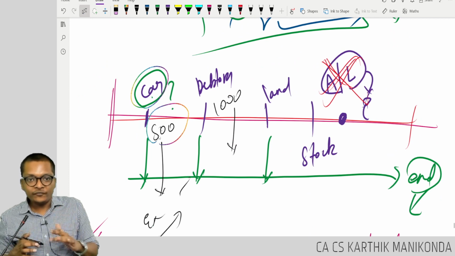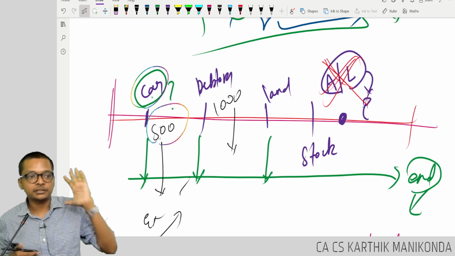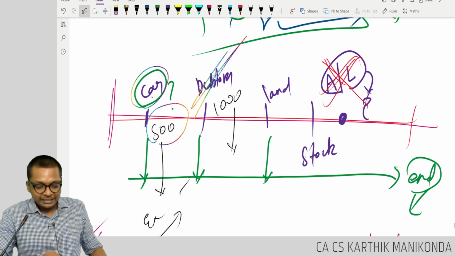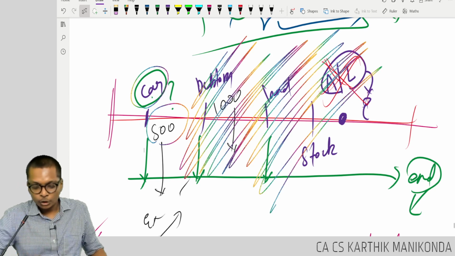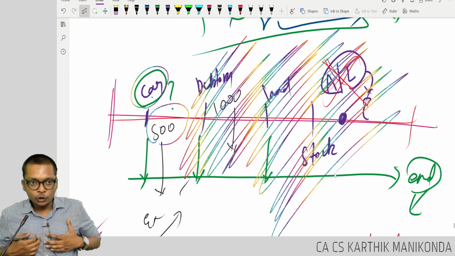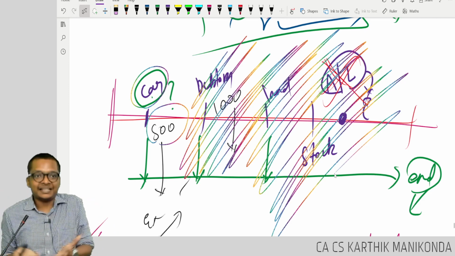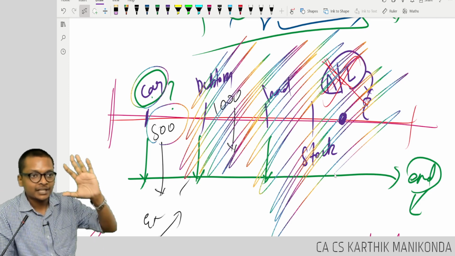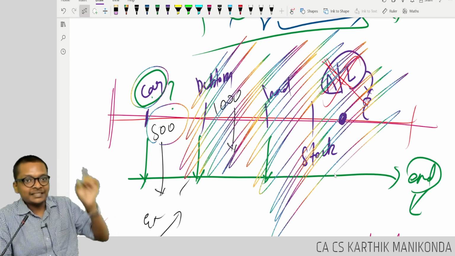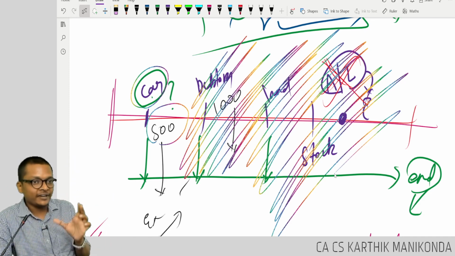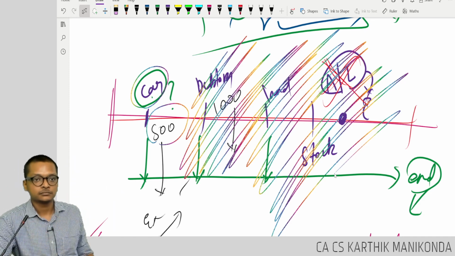Assume after this, you will not get anything else. Assume that rest of all the assets you are unable to sell. Assume that after selling all the assets, I got only 500 rupees. What is the maximum loss I will have? Find out, share the loss.